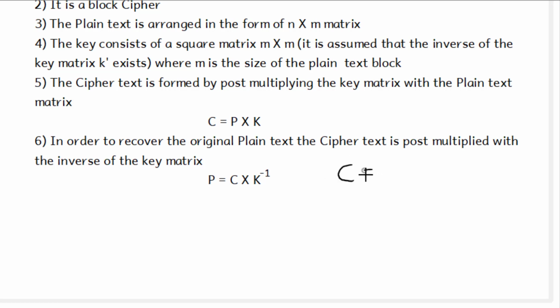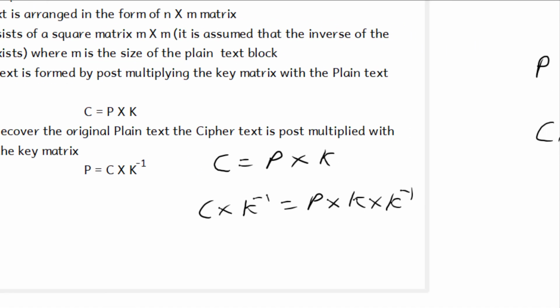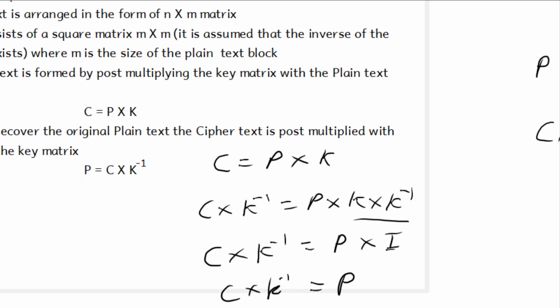So see, we have c is equal to p cross k. Now if we post multiply both the sides by the inverse of k, the key matrix, we get c into k inverse equal to p into k inverse. And as we know, k into k inverse is I. So we have c into k inverse equal to p into the identity matrix, because k into k inverse is identity, and p into identity is actually p. So this is the mathematical proof of how we get this. So this is the Hill cipher.